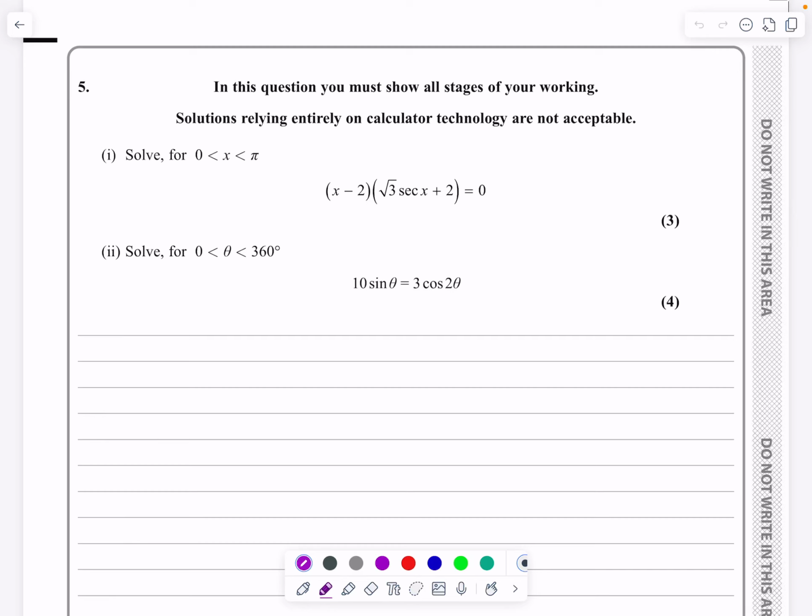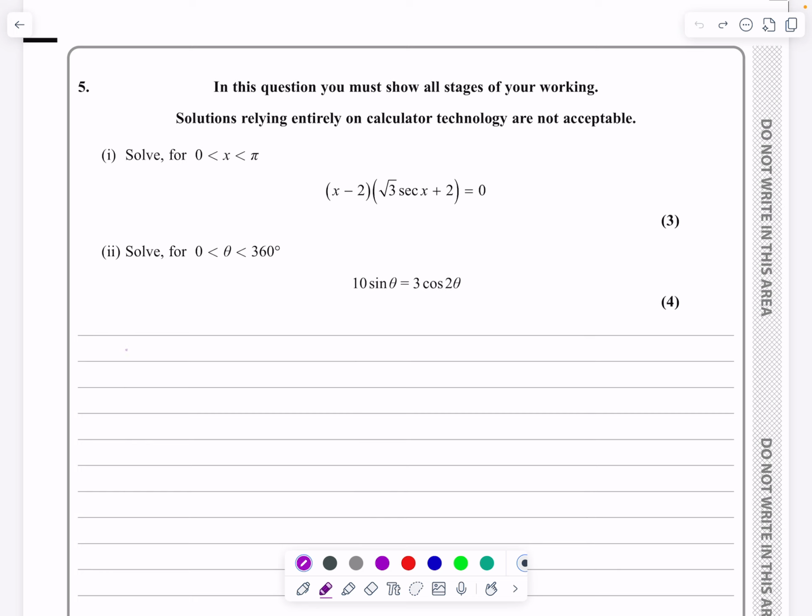Okay, this is the P3 paper from June 2023. It's question number 5, and as we can see, this is trig functions. We've got a sec involved in the first part, and then we've got some double angles involved in the second part. We'll be solving some trig equations. So let's make a start. Let's have a look at it.